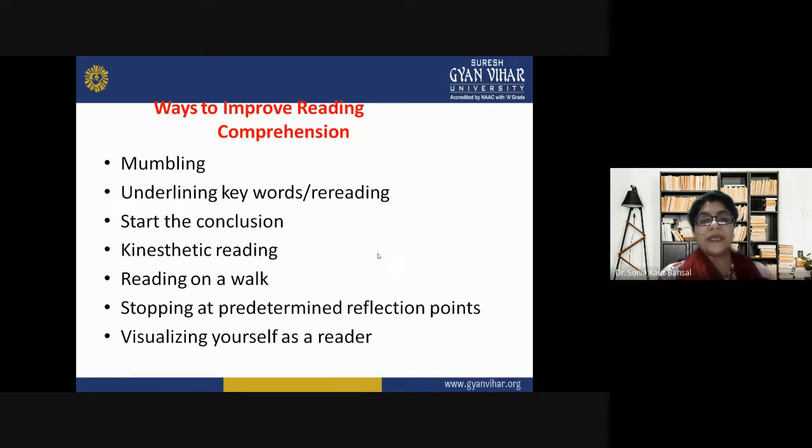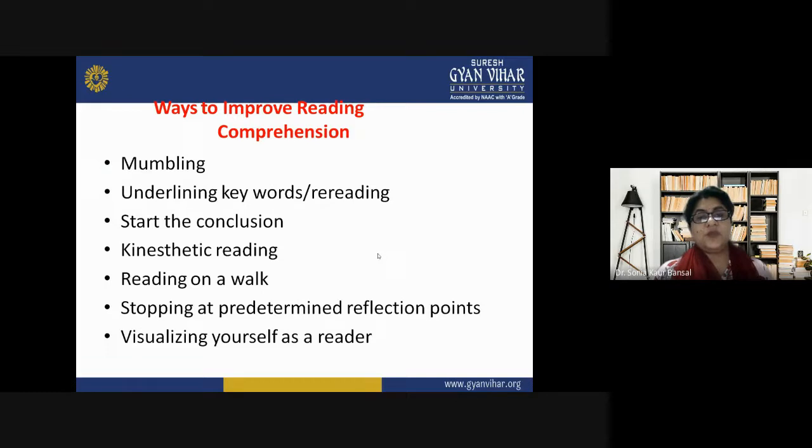So mumbling. How can you improve reading comprehension? Mumbling is the type. Underline keywords while reading. Mumbling is when you are speaking very, very slowly while you are reading. So you are doing mumbling. Underline the keywords. Start the conclusion.